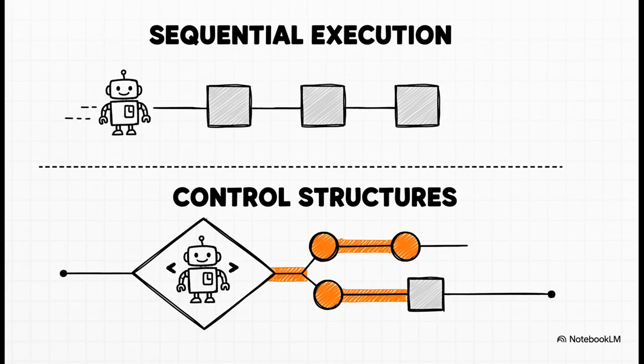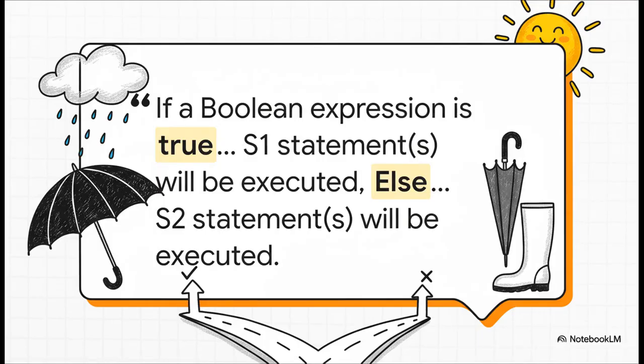Control structures are what allow a program to analyze a situation and react differently, instead of just following the same single path of instructions every single time. The most basic, fundamental control structure of all is the if-then-else statement. It all boils down to asking a simple question that can only be answered with true or false. And it works exactly like it sounds. If it's raining outside, then I'll take my umbrella. Else, I'll leave it at home.